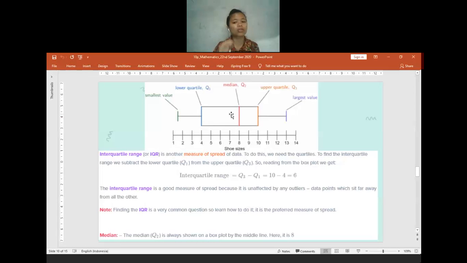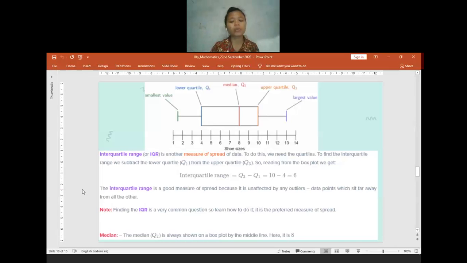For this kind of case, for the average, you will only take the median value. You cannot compare it using the mode or even the mean, because for the box and whisker plot, you will only be having the smallest value, sorry, the lower quartile, median, upper quartile, and also the largest value.